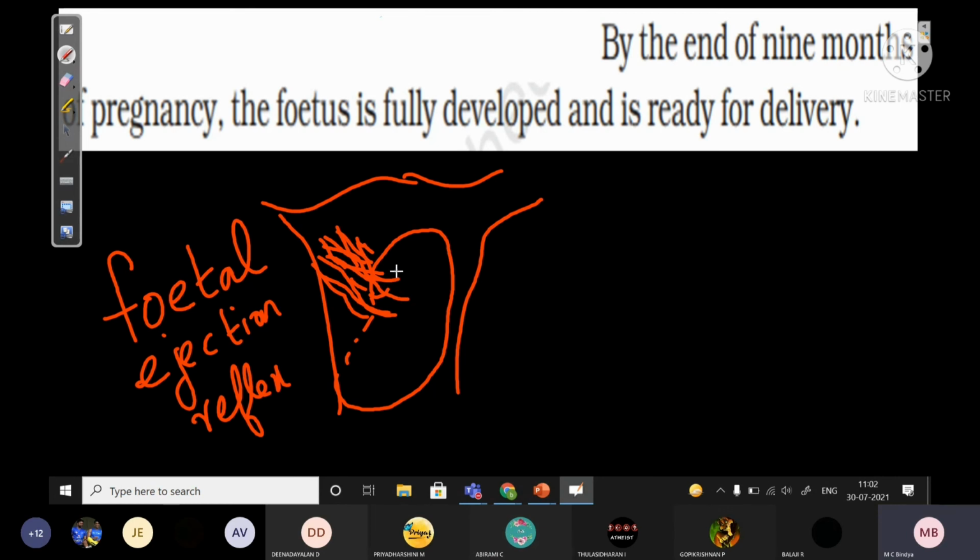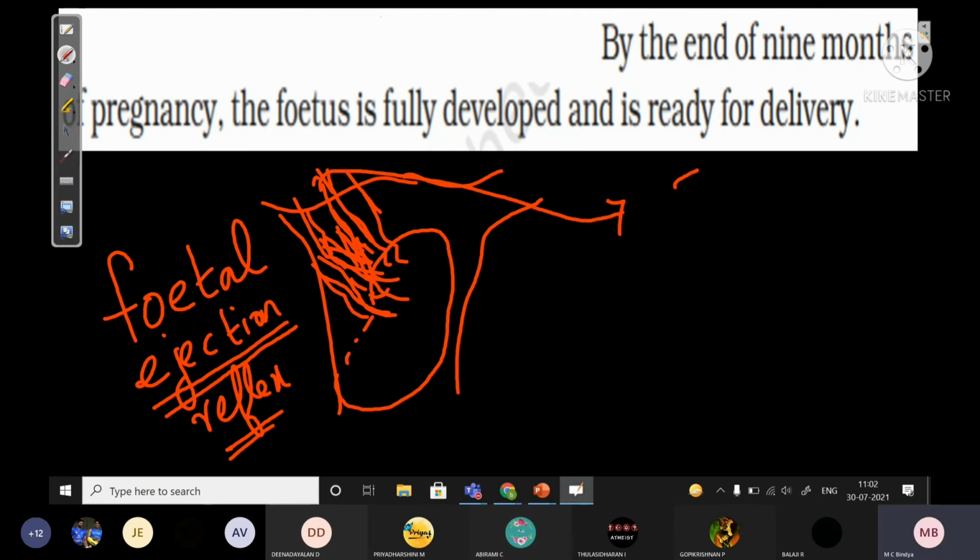As the embryo grows, its nervous signals go to the mother's pituitary gland to signal that it is about to get ejected. Ejected means it wants to come out. That reflex comes from the fetus itself. When this ejection reflex reaches the mother's pituitary gland in her brain, the pituitary gland will produce a hormone called oxytocin.